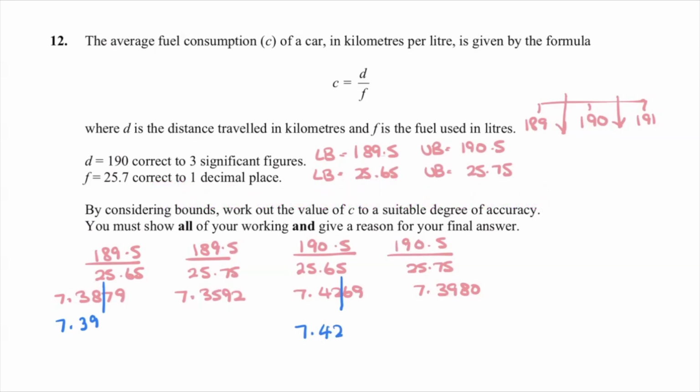So what happens if I cut to 1 decimal place? 1 decimal place here gives me 7.4. 1 decimal place here gives me 7.4. 1 decimal place, 7.4. And we're getting it again here. So my suitable degree of accuracy is 7.4. And my reason is because all calculations round to this number. And you would write that down, make sure that's clear.